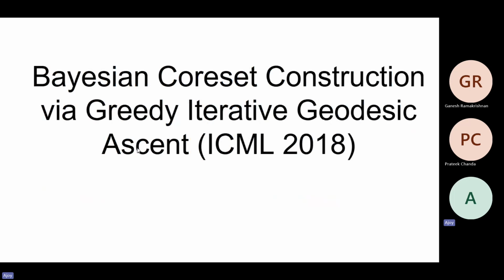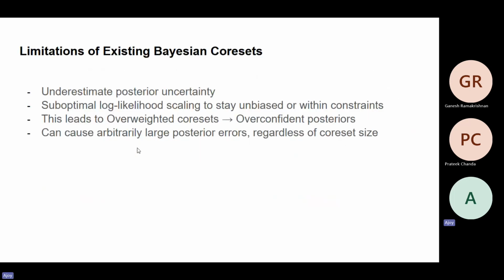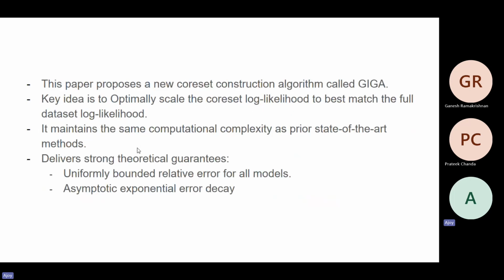So the paper we'll be presenting is Bayesian core set construction via greedy iterative geodesic ascent. So the current limitation of existing core set constructions is that they underestimate the posterior uncertainty. So various methods, this is explained in a later slide.